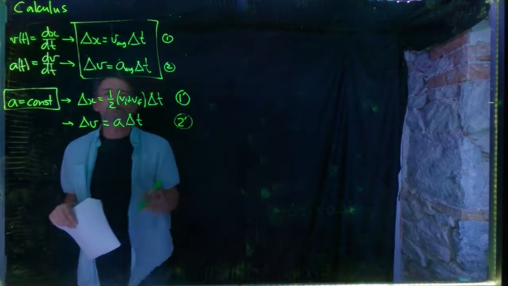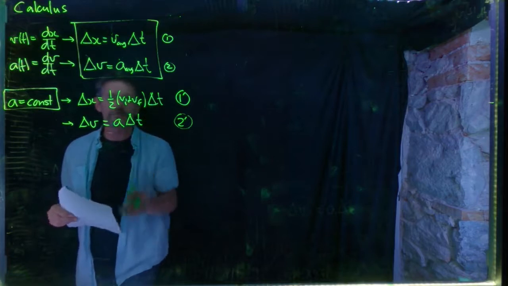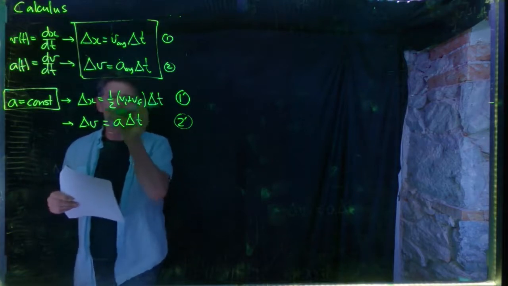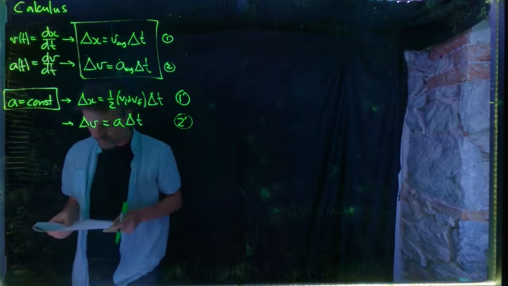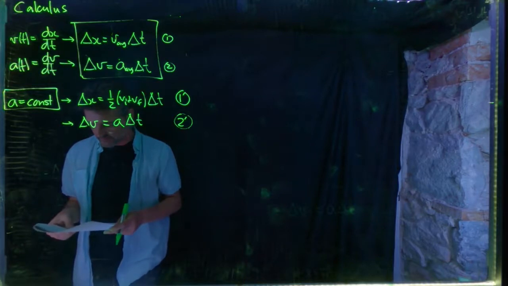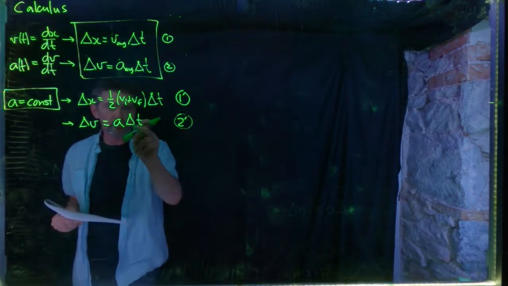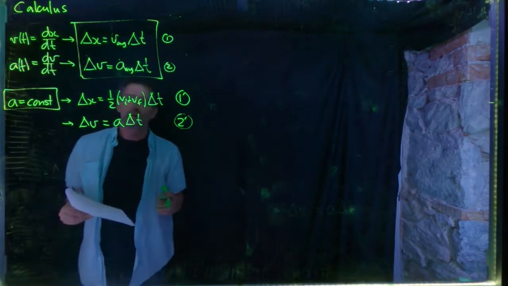So what you can do now, given these two formulas that are valid only for constant acceleration, you can plug one into the other and so on and generate other relationships, other formulas. So let's see. So let me just give you an example here. So if we take equation 2 prime and substitute that into equation number 1, actually, we know what I'm going to do.